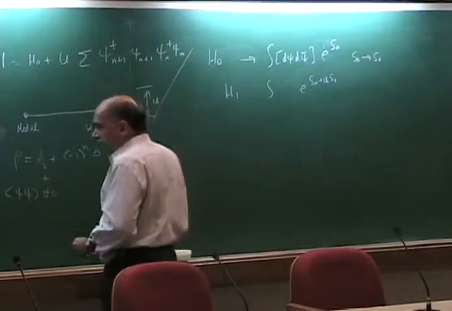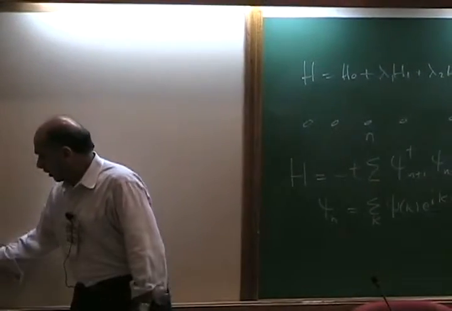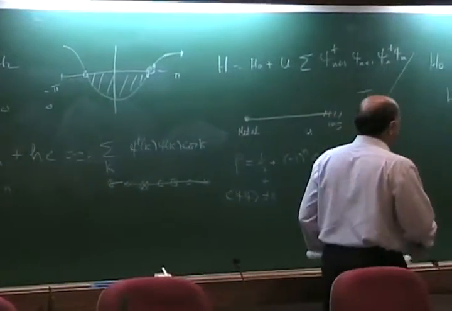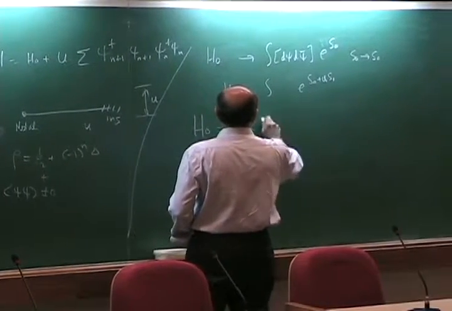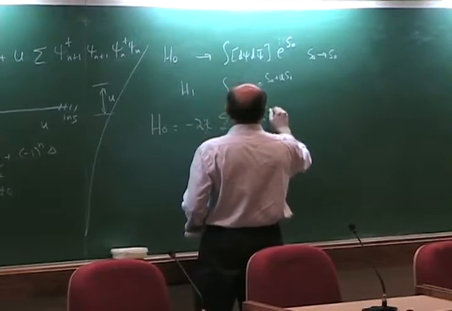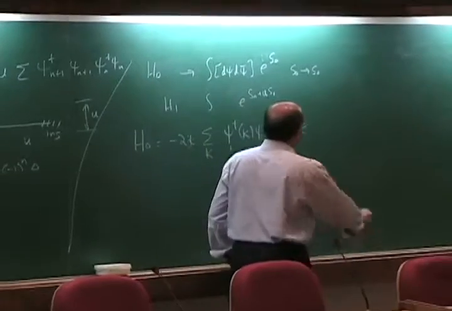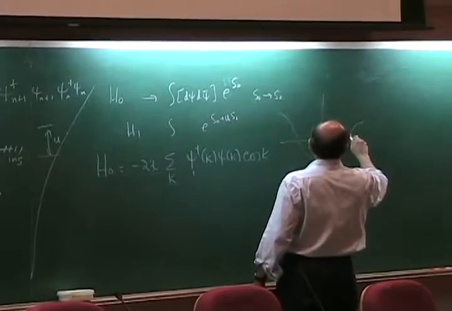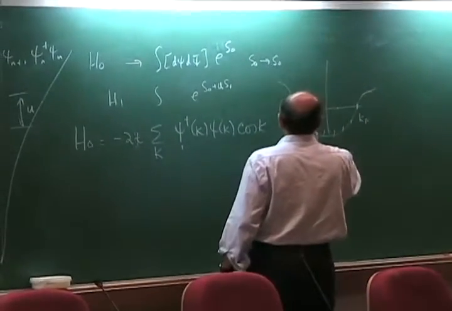All right, so let's see what I should take for my theory of the S0. So the Hamiltonian H0, remember, it looks like minus 2t sum over momentum k, psi dagger k, psi k, cosine k. So I drew the picture, I'm going to do it again. All these states are filled. And this is my Fermi momentum, this is minus kf.